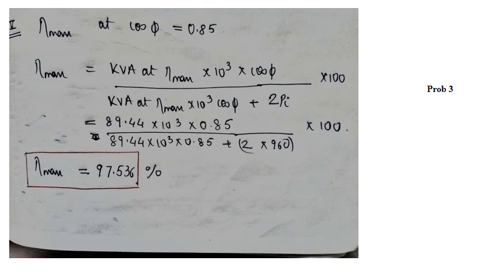So after substituting we get 89.44 into 10 to the power 3 into 0.85 upon 89.44 into 10 to the power 3 into 0.85 plus 2 into 960, wherein 960 is the iron losses. So the maximum efficiency that we are obtaining is 97.536.